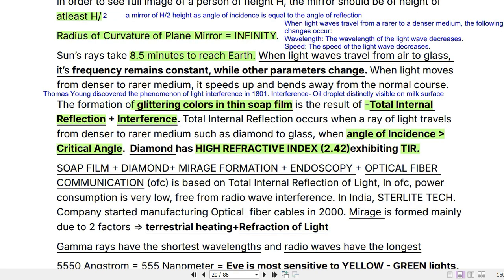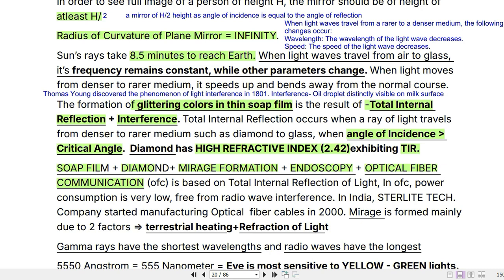Now, soap film, then diamond, and this optical fiber communication, that is in short OFC, and mirage formation in desert areas, and endoscopy, which is a technique for medical treatment. So these are all based on the total internal reflection of light. In optical fiber communication, power consumption is very low, free from radio wave interference. In India, Sterlite Technology Company started manufacturing optical fiber cables in the year 2000.